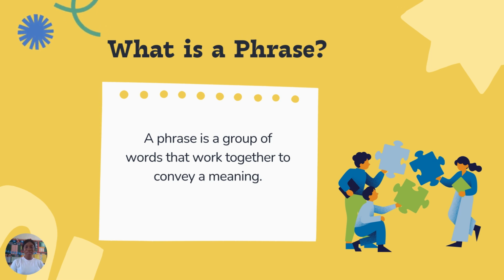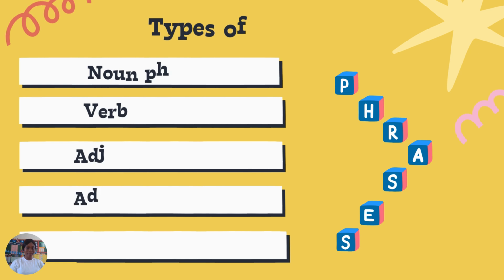Just like a verb phrase, you might have said a verb phrase is a group of words that work together to show an action. Now, a phrase is a group of words that work together to convey a meaning. So you can see the picture over here. We have three people working together. Each of them has a piece of a puzzle, and they're trying to come together to make their pieces into just one big puzzle. That is what a phrase is like: a group of words coming together, working together to convey a meaning.